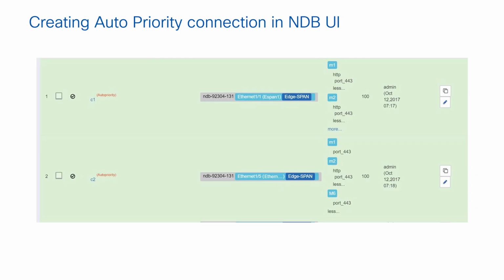The second auto priority connection is C2. Again, for C2, the sources are common, Ethernet 1/1 and 1/5. And we created this using M1, M2 and M6. M1 needs just 443, M2 needs 80 and 443, and M6 needs only 443. So this is how we created the auto priority connections.